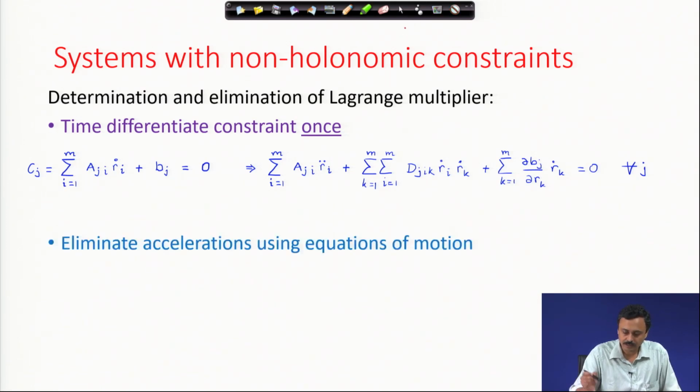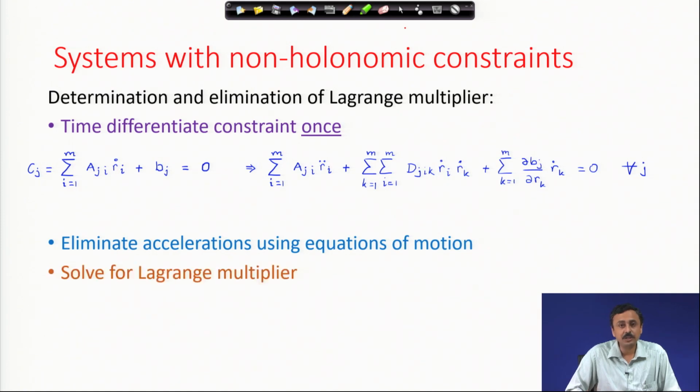Okay. Then we move forward. Now, eliminate the accelerations using the equations of motion, which we already have, the second order ordinary differential equations, which are our equations of motion, Lagrange's equation of motion. Eliminate the accelerations. Now, this step can be quite complex, but theoretically we can always do it, and then you can solve for the Lagrange multipliers.